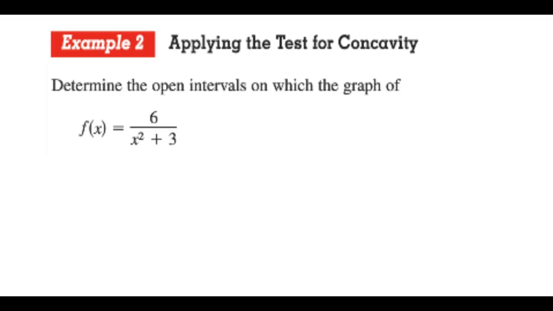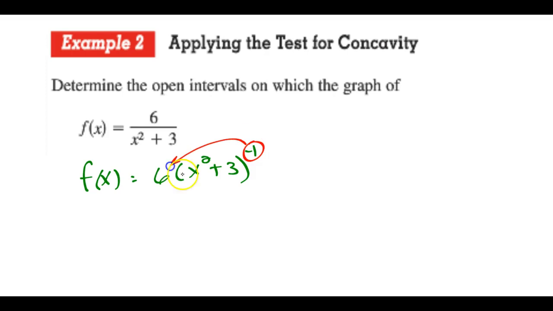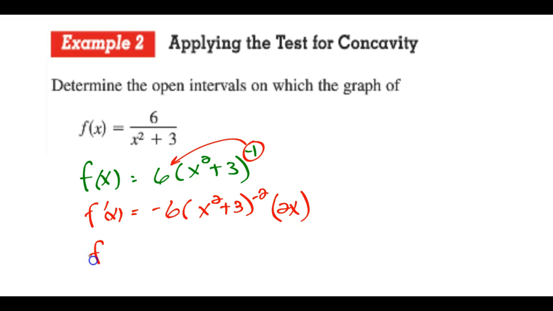You could do high d low minus low d high over low squared for this problem, but the easier way is just to do a rewrite and write this as x squared plus 3 to the negative first, and then maybe a little chain rule, which says take the derivative of the outside, write down the inside, don't forget to decrease the exponent by 1, times the derivative of the inside. So I'm going to say that the first derivative here is negative 12x times x squared plus 3 to the negative second.